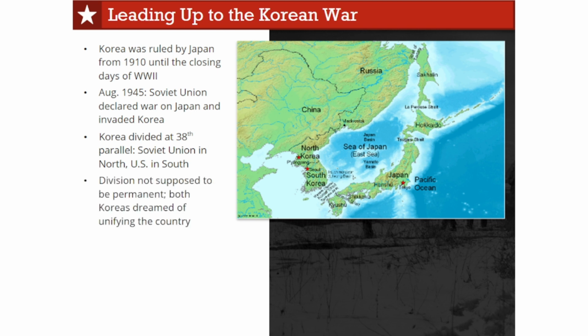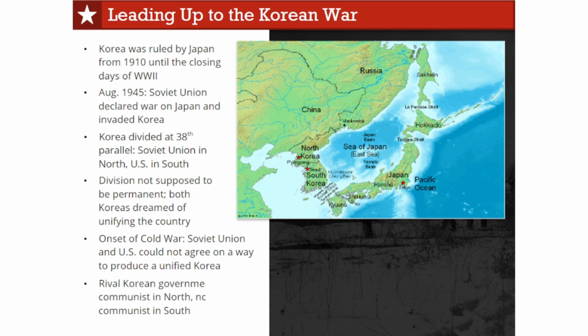Both Koreas dreamed of unifying the country. However, with the onset of the Cold War, the Soviet Union and the United States could not agree on a strategy that would produce a unified Korea. Rival Korean governments were formed when the Soviets helped install a communist government in the north, and the Americans helped set up a non-communist government in the south.